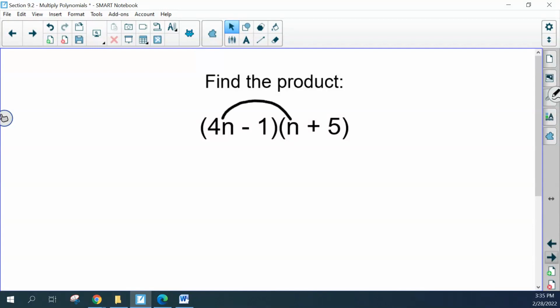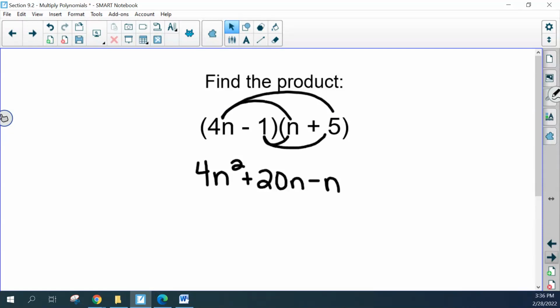Okay, first times first, so 4n squared. First times outside, so plus 20n. Inside times inside, which would be minus n. And inside times last, which is minus 5. And then I need to combine my middle terms.